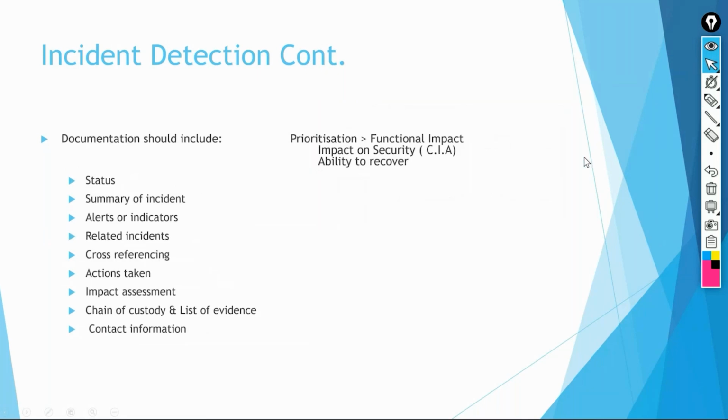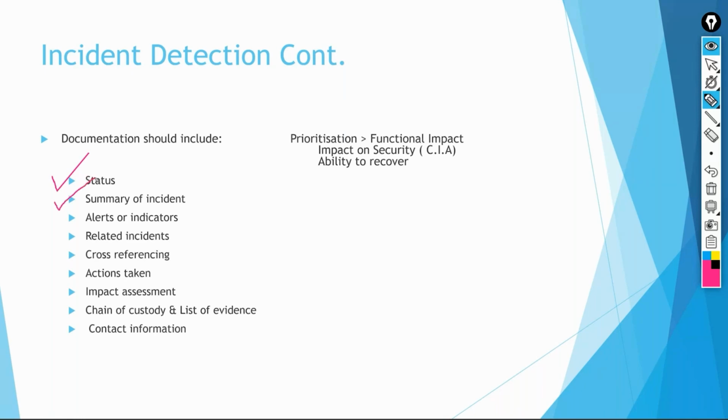Now documentation is a critical element of an incident detection team. So you need to document the status of the incident, whether the investigation of the incident is in progress or it is closed. We need to document the summary of the incident.